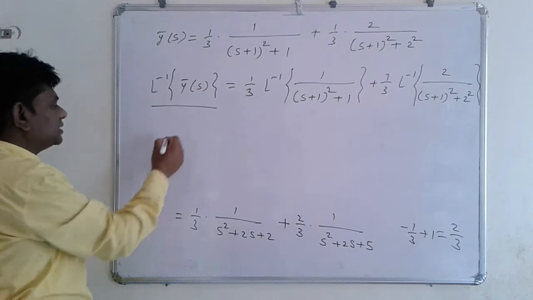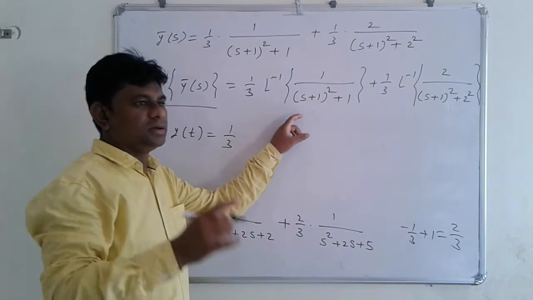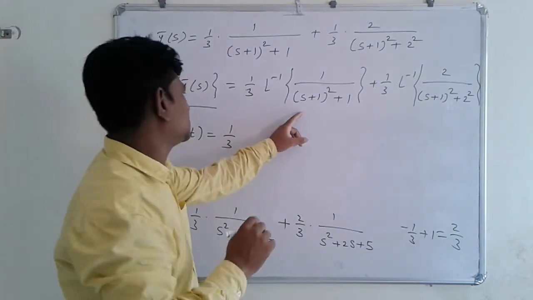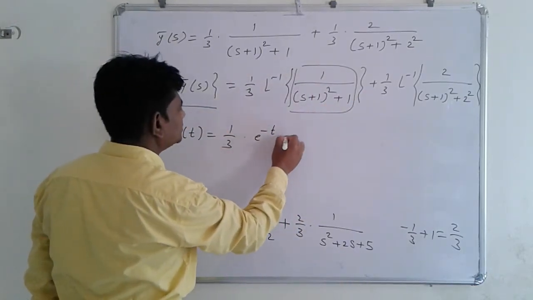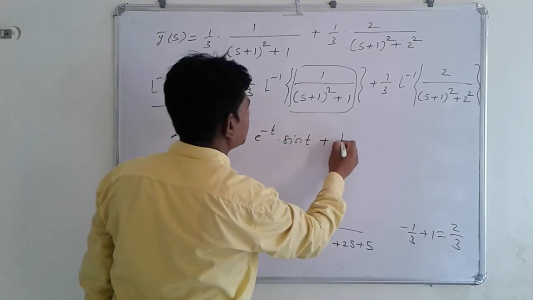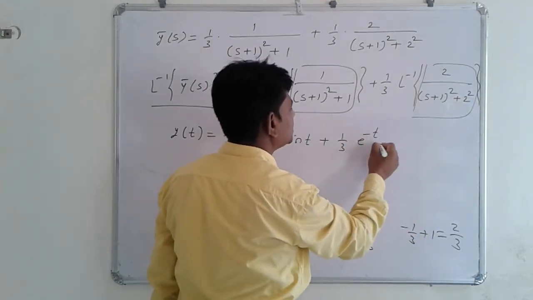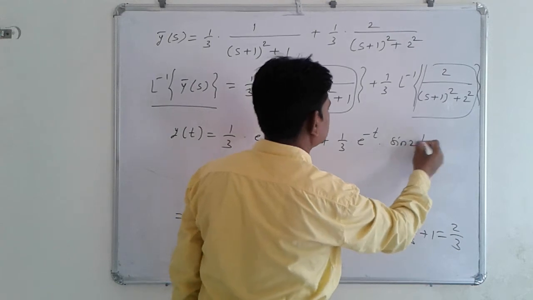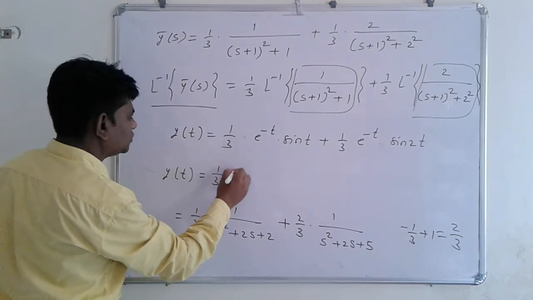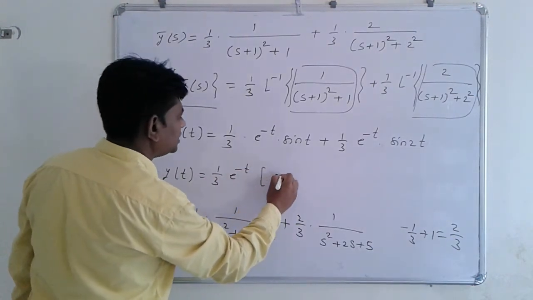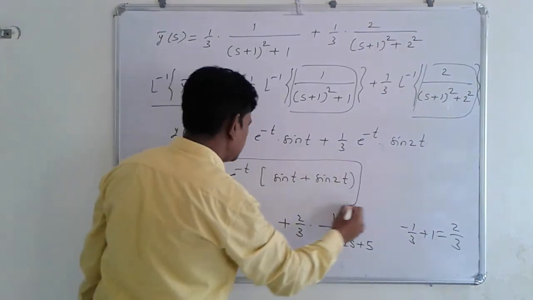Now L inverse of y bar s, the answer is y of t. This is equal to 1 by 3. Now by using the shifting property for the inverse Laplace transform, its inverse is e to the power minus t times sin t, plus 1 by 3. Again its inverse is e to the power minus t times sin 2 times t. Therefore y of t is equal to 1 by 3 times e to the power minus t times sin t plus sin 2 times t. So this is the required solution.